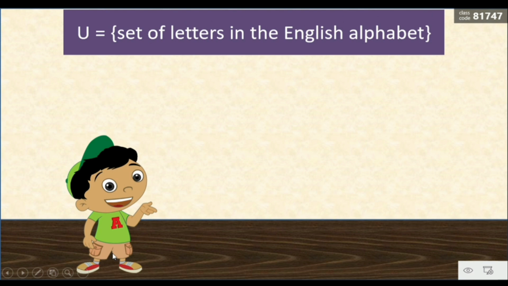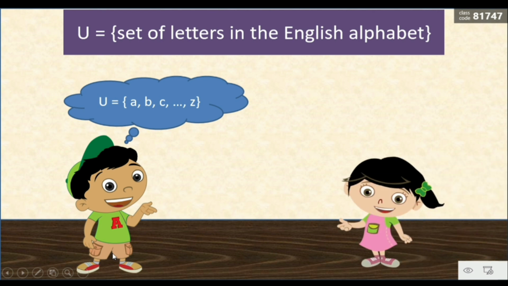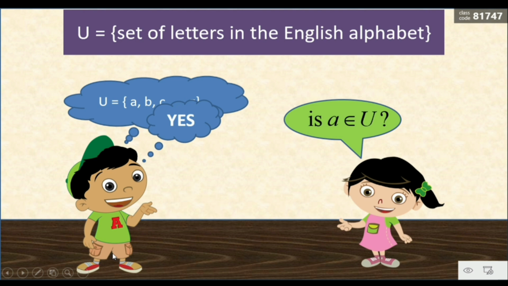Suppose we have this. The universal set is the set of letters in the English alphabet, meaning our U has an element of the letters A, B, C up to letter Z. Suppose the question is, is A an element of the universal set? The answer is yes, because we know that our universal set is the set of letters in the English alphabet, and A is part of the English alphabet.